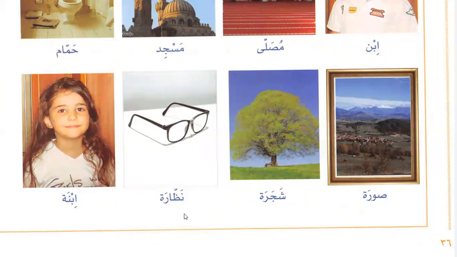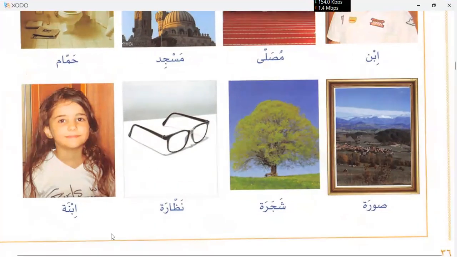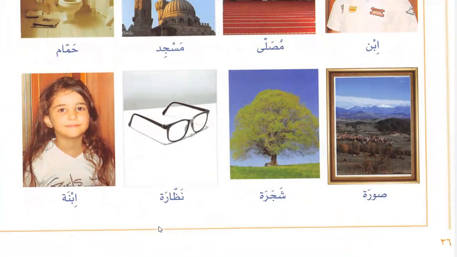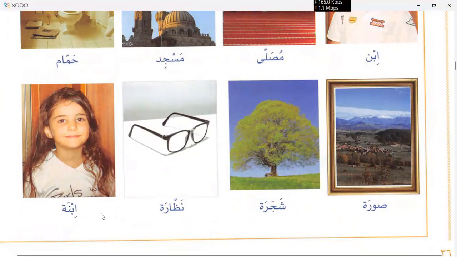Ayna nadhara? Where are the glasses? Hadihi hiya nadhara. Here are the glasses. Ayna al-ibna? Where is the daughter? Hadihi hiya ibna. Here is the daughter.